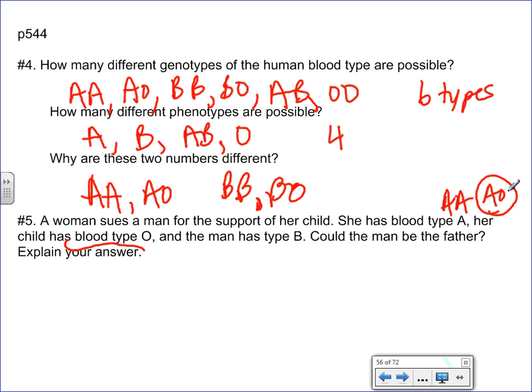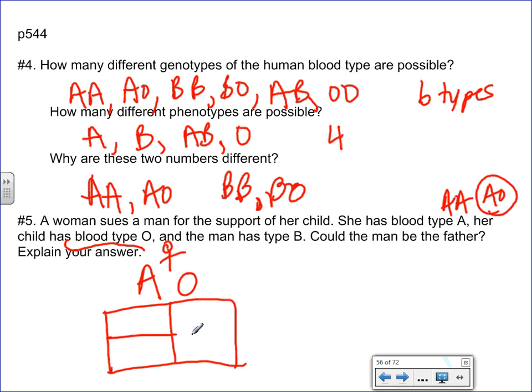The man has blood type B. Could the man be the father? Well, if she is type AO, which she would have to be, she can give an A or an O. This is her. For him to be able to have a baby that has type O blood, he would have to be BO, right? It is possible as long as he is BO.